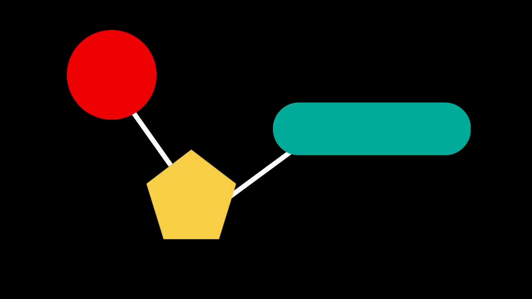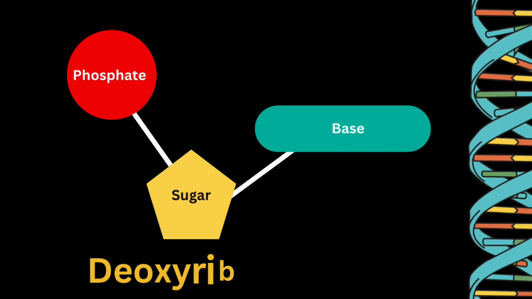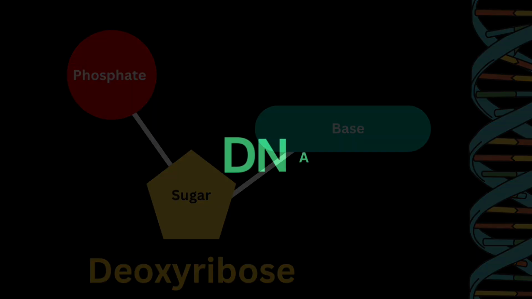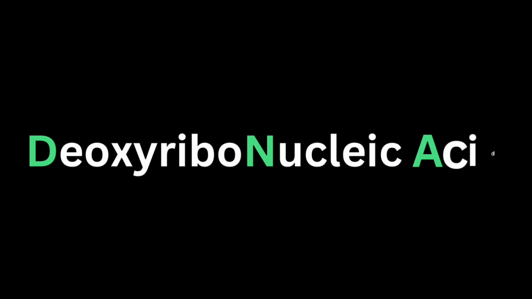Let's look at a nucleotide in more detail. It contains a chemical group called a phosphate group. Don't worry too much about what that means. Each nucleotide also contains a base, which we'll come back to later. And each nucleotide contains a sugar. In DNA, that sugar is called deoxyribose. You can tell this is a sugar because it ends in the sound O's. It's this sugar that gives DNA its name. DNA stands for deoxyribonucleic acid.